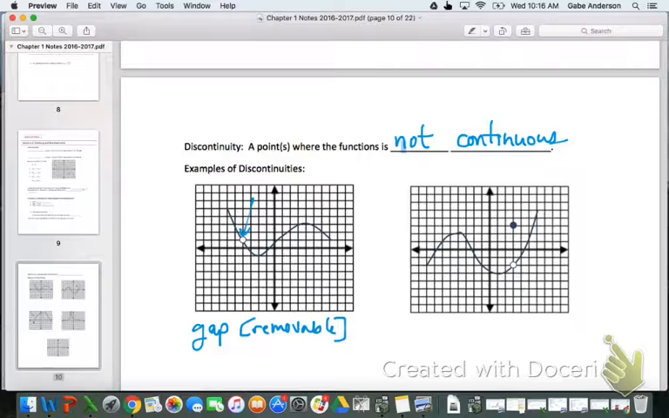The second one on the right there is also a gap or a hole. You can see right here we have another point of discontinuity. And I would say again that is removable because we could, if we wanted to, just redefine the y value of that point and move it down in there to fill that gap.